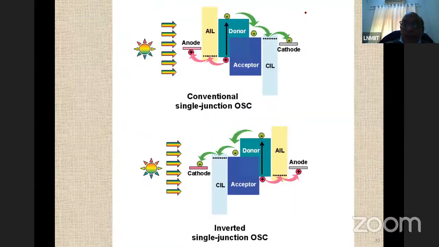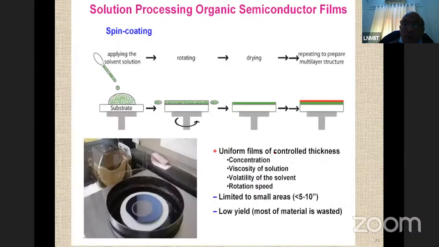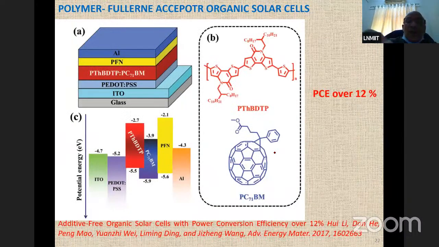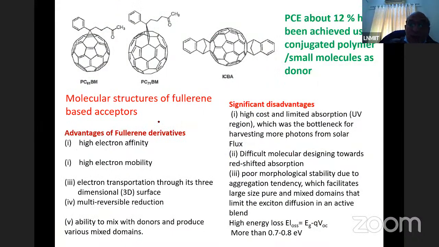There are different types of solar cell structures that can be used for organic solar cells. That is called conventional: you have an anode, then you have a donor acceptor like this. This is your inverted. Now, in the early stages of organic solar cells, the solar cells were based on a polymer donor and fullerene, and the efficiency was about 12%. But there are some limitations of these fullerene derivatives. High electron affinity is an advantage of the fullerene, but these are the disadvantages.